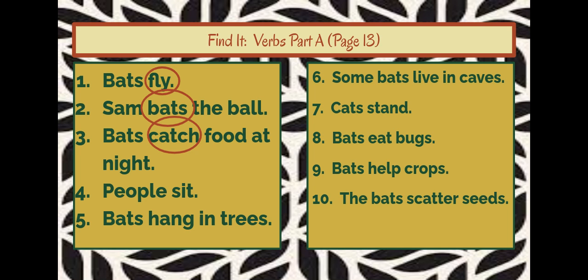Bats eat bugs. What word answers the question, what do they do? Bats help crops. What word answers the question, what do they do? The bats scatter seeds. What word answers the question, what do they do? Now I want you to check answers 4 through 10 against what is on the screen.